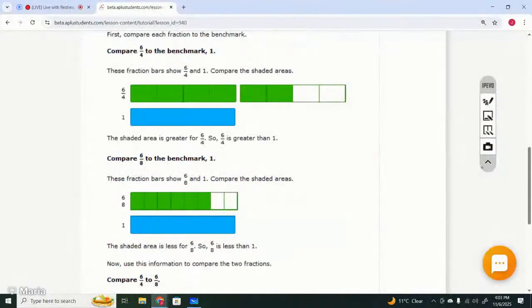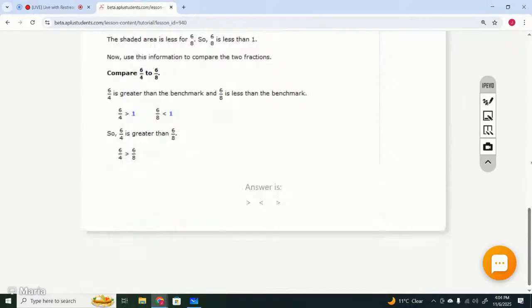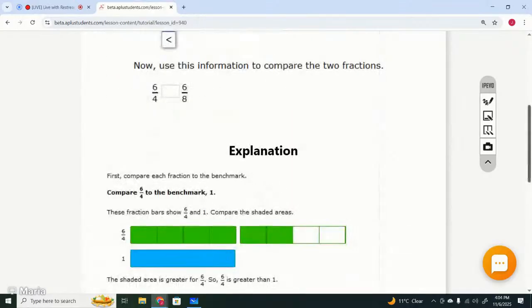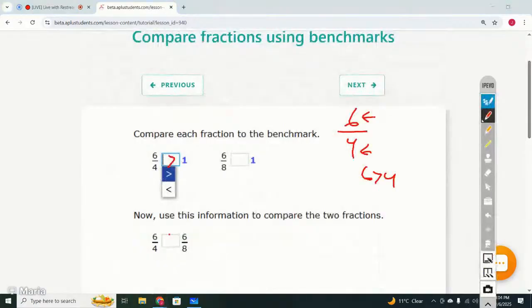Now look at the other one, that is 6 by 8 to 1. 6 by 8 is less than 1. You can compare it to 1. You can see here 6 of them are colored, 2 of them are not colored, but 1 is completely colored. So 6 by 8 is less than 1. That means 6 by 4 is greater than 1 and 6 by 8 is less than 1. So 6 by 4 is greater than 6 by 8 because 6 by 4 is greater than 1. Got it?